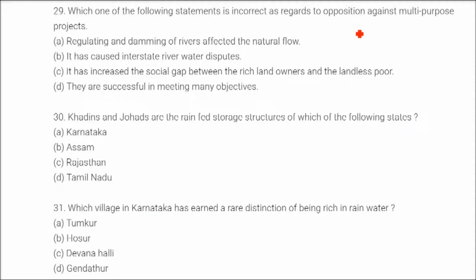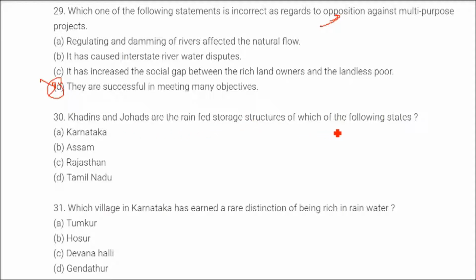Which one of the following statements is correct as regards opposition against multi-purpose projects? So incorrect. We already saw that, so we'll just go through it. They are successful in meeting many objectives. Which one of the following statements is incorrect as regards opposition against a multi-purpose project? If you say incorrect as regards to opposition, you're not opposing it. They are successful in meeting many objectives. You are actually for the argument. You are giving the argument in favor, not against. So D is the answer.